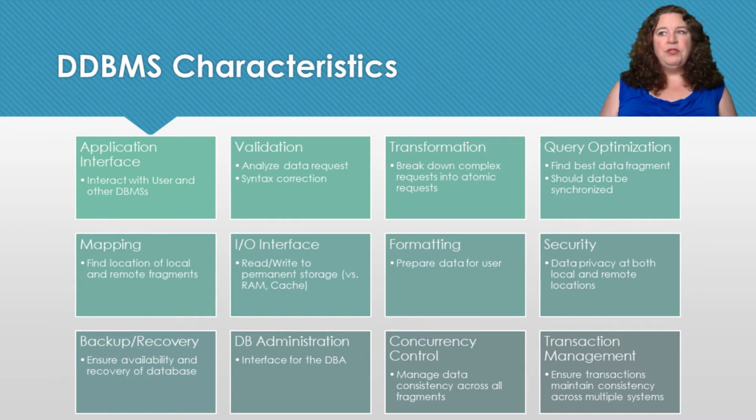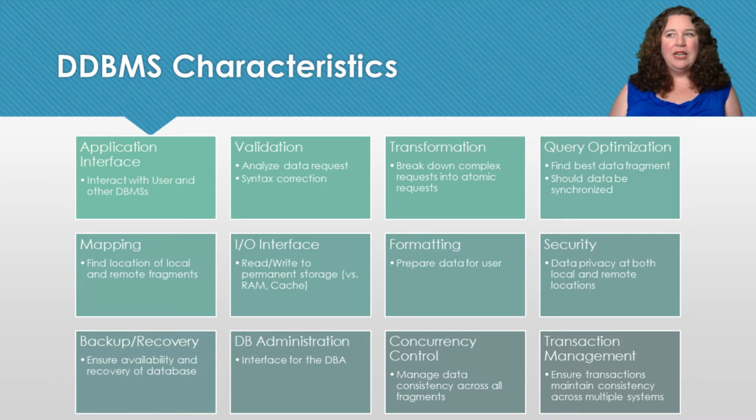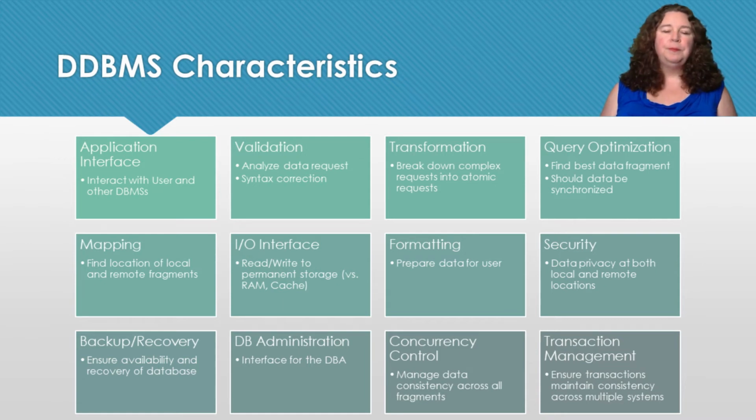Query optimization we've talked about, but that's simply finding the best fragment when we do query optimization with a distributed system. So if I have multiple fragments, which fragment should I be looking at? It also begs the question of should the data be synchronized? And we'll talk about synchronization in a couple of slides, how the data gets synchronized to make sure everybody gets the right data at the right time.